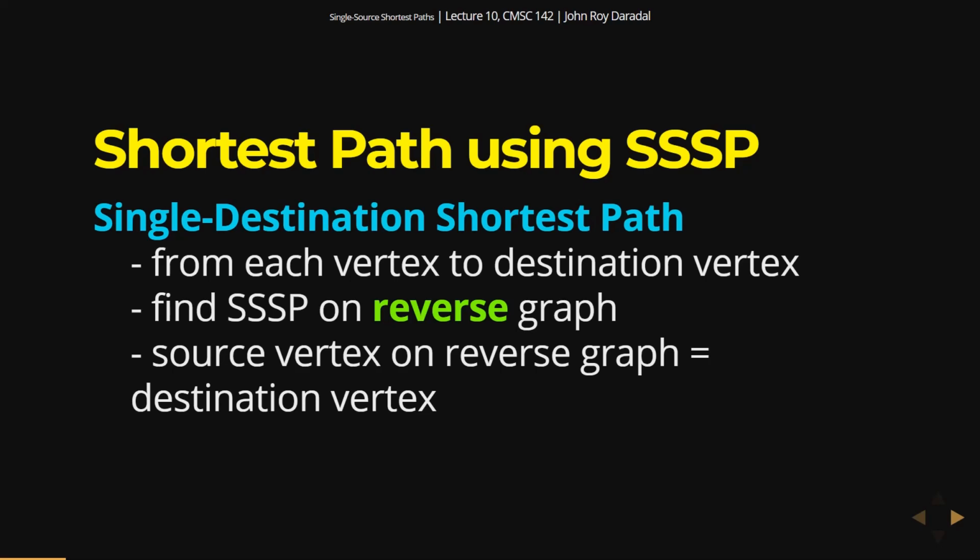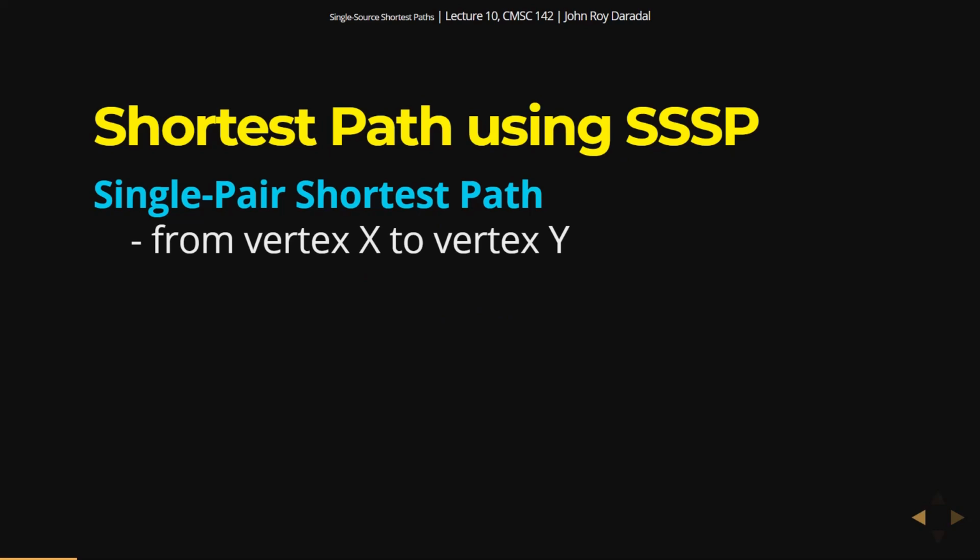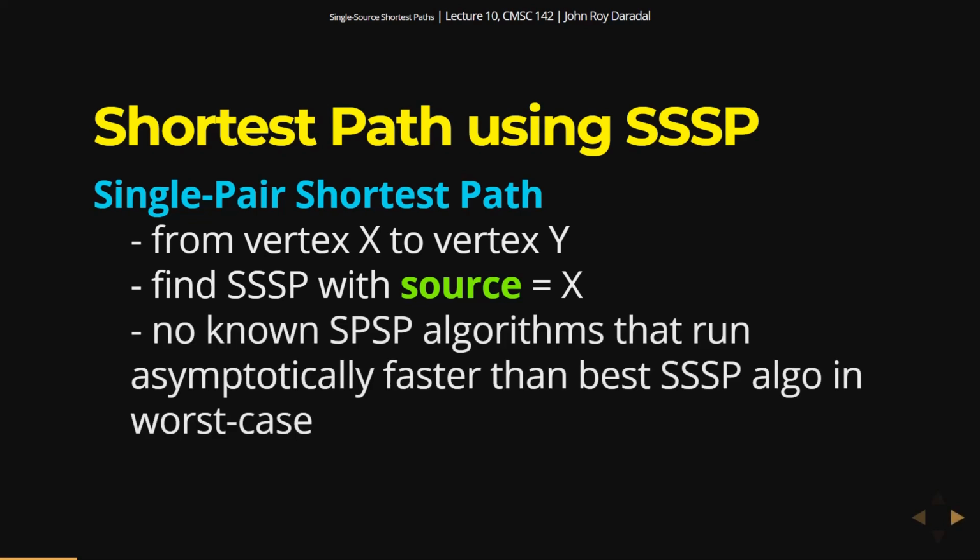And then for single pair shortest path, if you were looking for the shortest path from vertex x to y, then you could just find the SSSP with the source being x. So starting from x, find the shortest paths to all vertices, and then just take whatever is the shortest path for y. However, so far, there is no known SPSP algorithm that runs asymptotically faster than the best SSSP algorithm in the worst case.